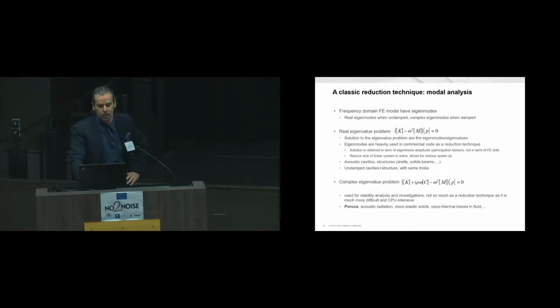The problem is that what we are dealing with now, porous materials, acoustic radiation, viscoelastic solids and so on, all of this involves damping. So it means that we will not be able to use real eigenvalue modal extraction. But still, usually we have some parts of the model, like the thin metallic structures, that have very low damping. And for those, we usually will use modal extraction to reduce the number of degrees of freedom.